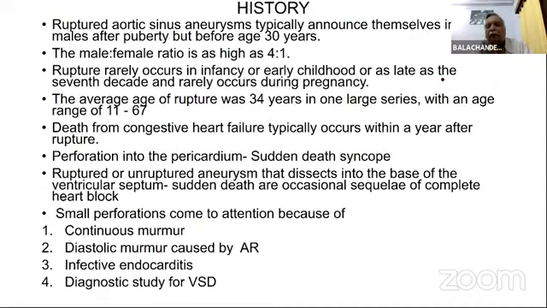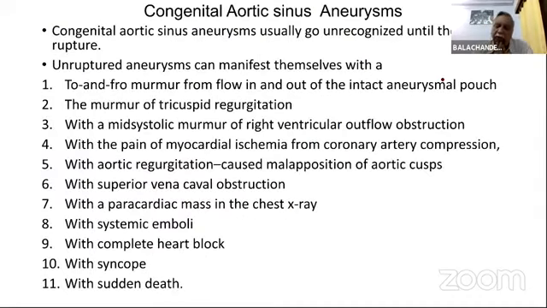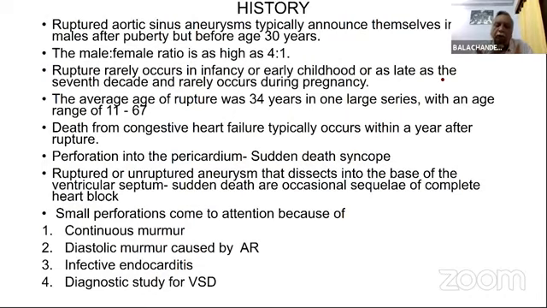And there's a paracardiac mass in the X-ray. They can have systemic emboli. They can have complete heart block. They can have syncope, etc. What is the history of RSOV? This is very important because you will have different types of histories in different centers. Ruptured aortic sinus aneurysms occur usually before age 30 years. Of course, more common in males. Very rarely in infancy, but usually only in young adults. And sometimes they go straight into congestive heart failure.